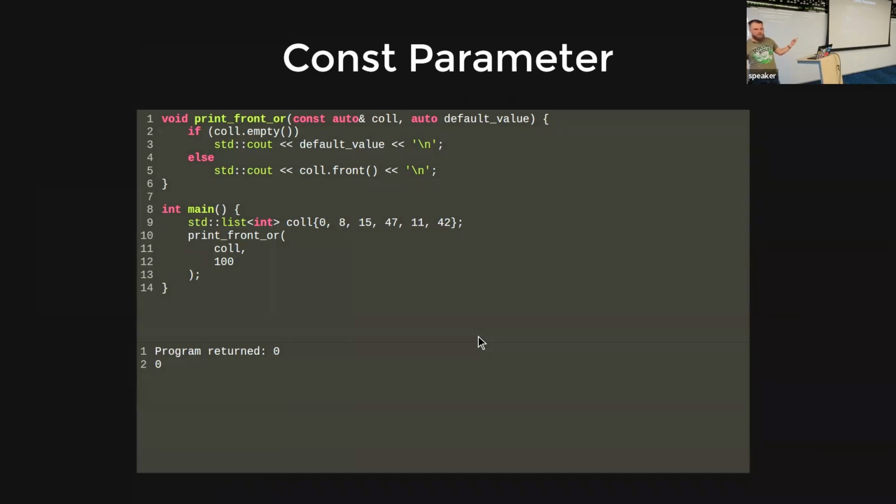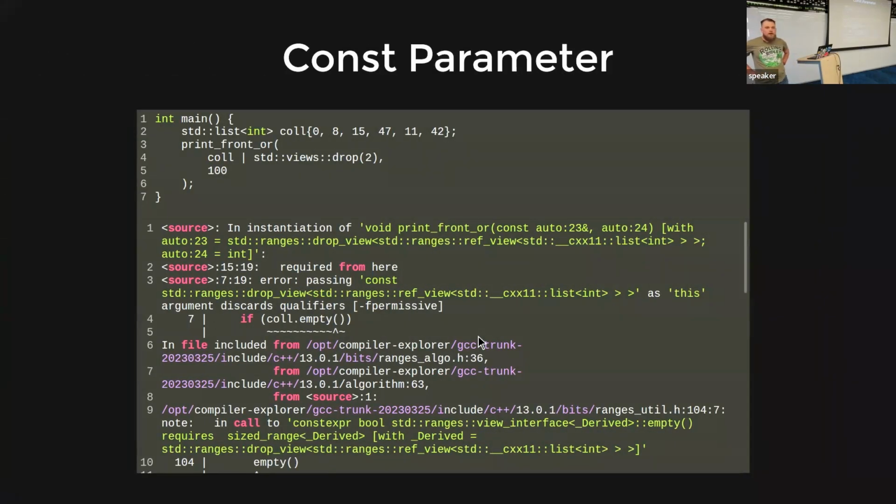It should make plain sense that this compiles and works just fine, right? That there's no views or anything fishy in here, no modern code. I have a function I called print_front_or. It's going to print the front of a collection and take a constant reference to the collection and some default value that it'll print otherwise. What if I want to drop the first two? That shouldn't, wait, that doesn't compile. And it doesn't compile because it discards qualifiers when you call empty. And it's because empty is going to try to const cast.